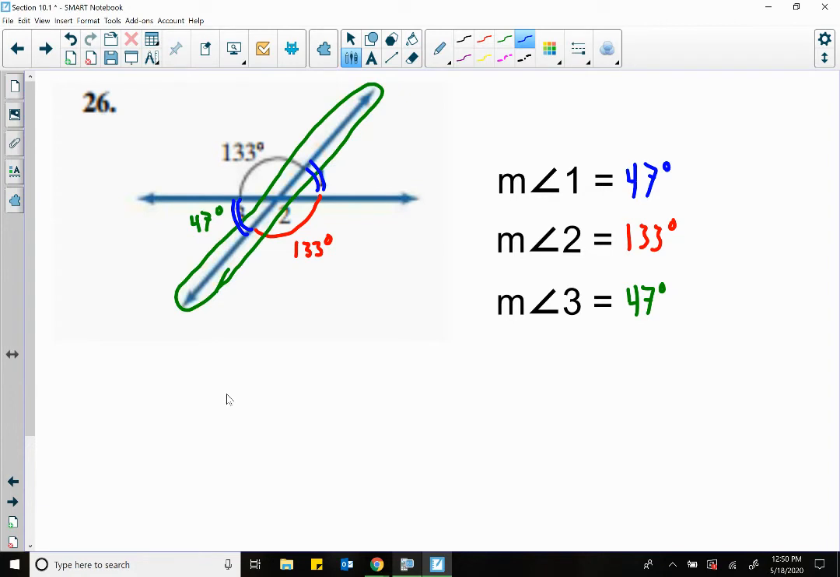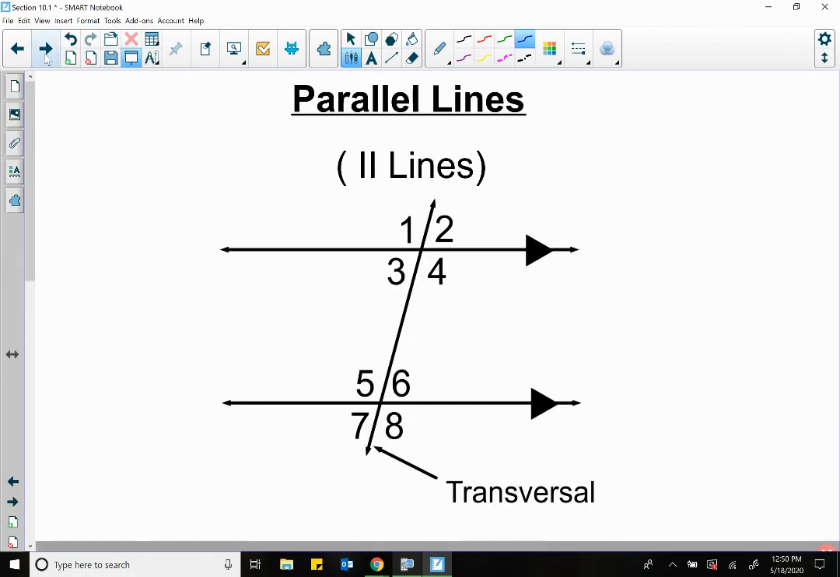Okay? Last but not least, in 10.1, we're going to talk about parallel lines. So this is the symbol for parallel. It looks like two lowercase L's or two capital I's. If you look at it, it's kind of the symbol of the two L's from the word parallel. And they actually look like parallel lines.